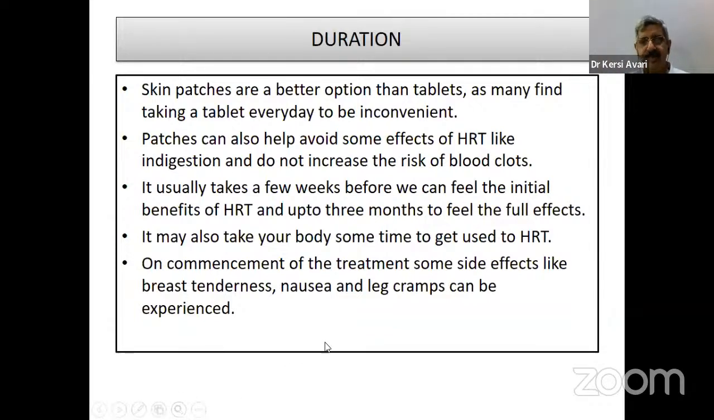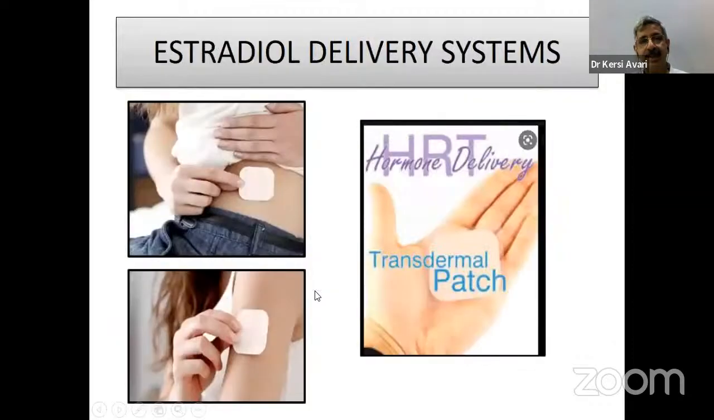When you start the treatment, these are the negatives: tenderness in the breast, nausea, leg cramps. So these are the estradiol delivery systems. A patch, a transdermal patch. There is an elastic membrane, micro release into the cell, absorption through the skin.